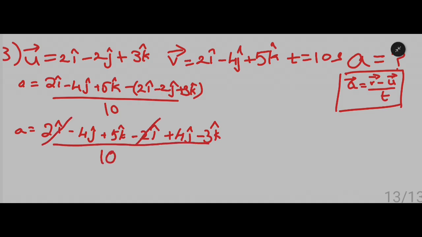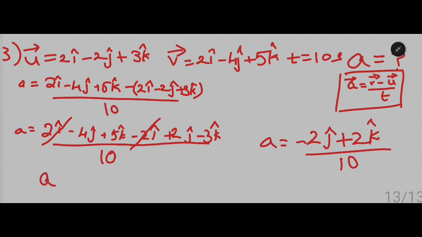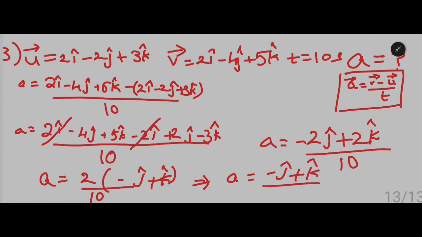Now you have to do cancellation. 2 i cap and 2 i cap will get cancelled. Next, a is equal to, see here, minus 4 j cap and plus 2 j cap will become minus 2 j cap, plus 5 k cap and minus 3 k cap will become plus 2 k cap, divided by 10. Now I will take 2 common, it's better. 2 into (minus j cap plus k cap) divided by 10, that is nothing but a is equal to (minus j cap plus k cap) by 5. This is the answer, option D.